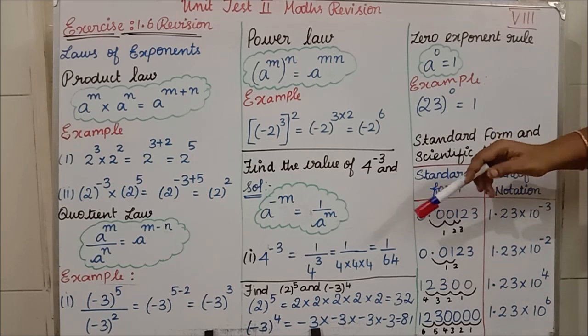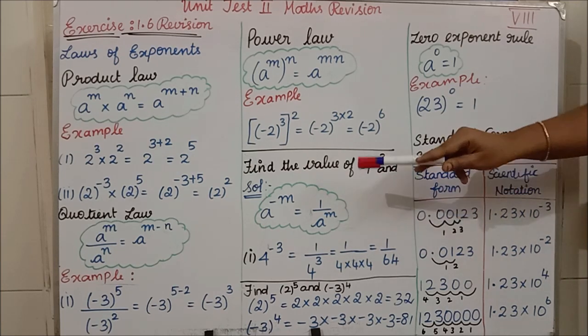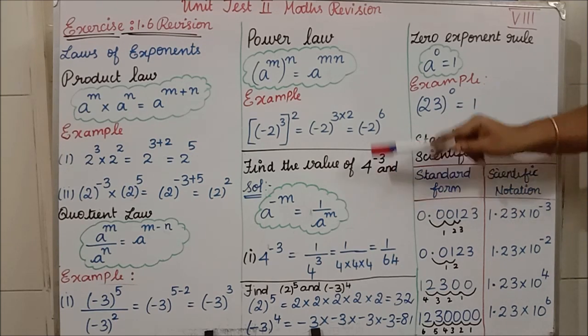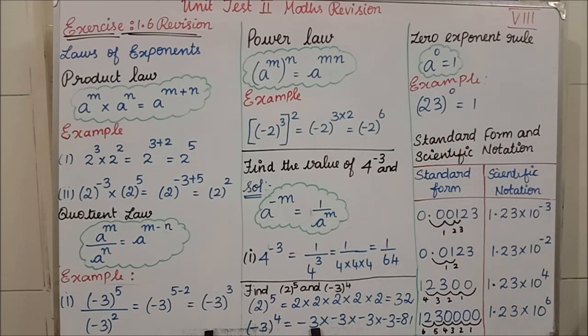See, for that we have one formula, which is a power minus m. What is that? A power minus m is equal to 1 divided by a power m. When the power is minus and you write it in a fraction, it will become positive when you bring it to the denominator. So for that, see the example.